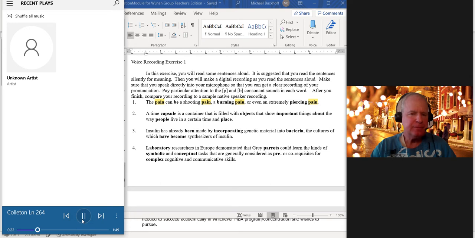Three, insulin has already been made by incorporating genetic material into bacteria, the cultures of which have become synthesizer of insulin. Yeah, synthesizers. Synthesizers of insulin. Four, laboratory researchers in Europe demonstrated that gray parrots could learn the kinds of symbolic and conceptual tasks that are generally considered as pre or co-requisites for complex cognitive and communicative skills.